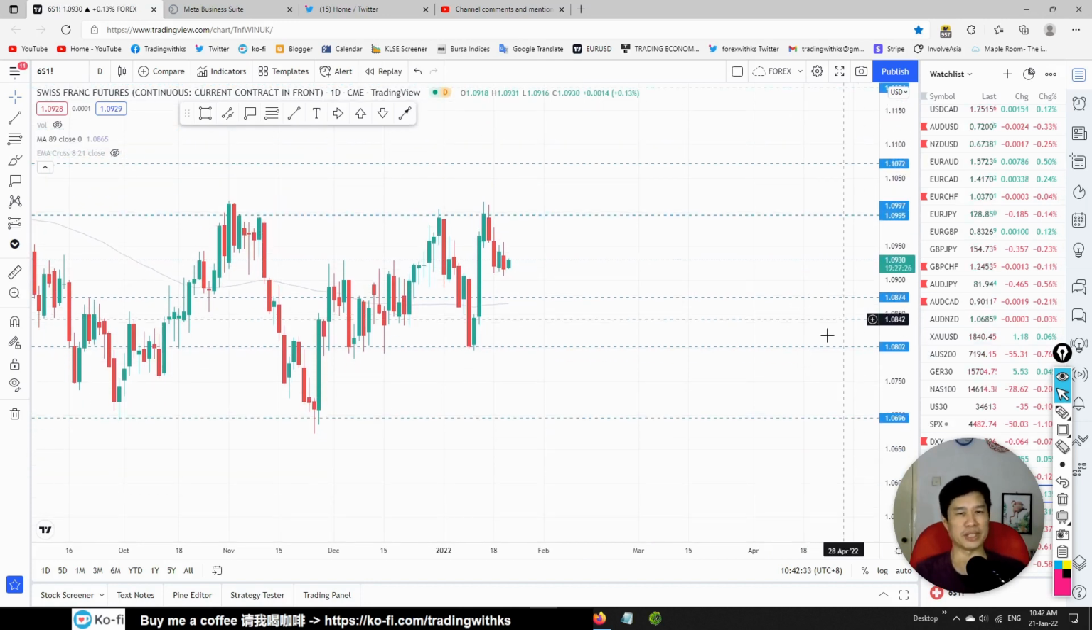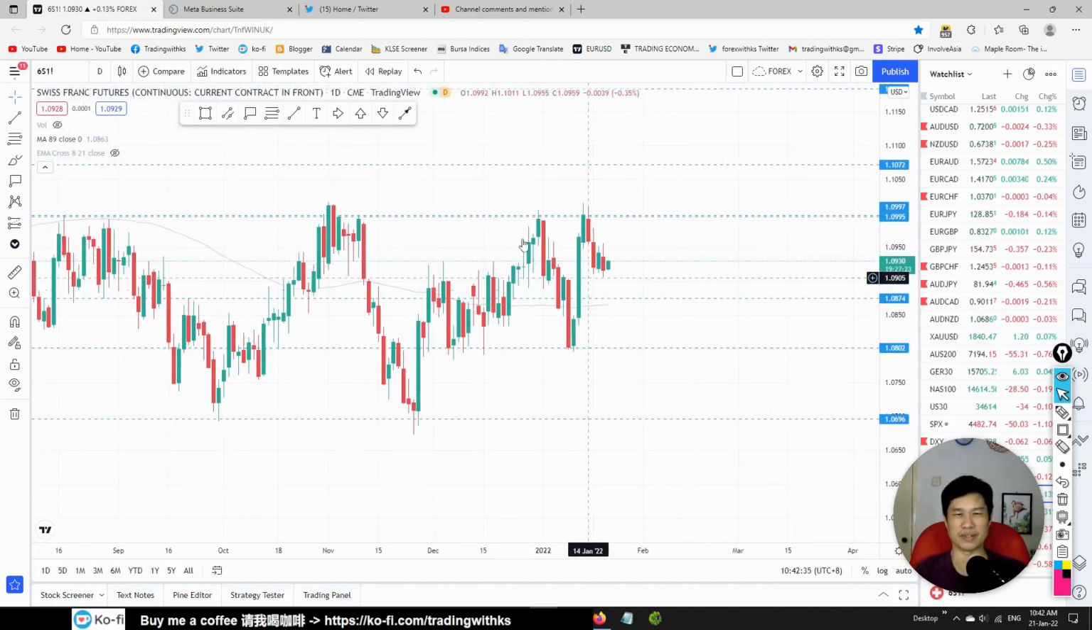Look at Swiss franc. Swiss franc is mostly sideways. So I'm not very keen on trading Swiss franc. You see the pattern here, sideways, I'm not keen.